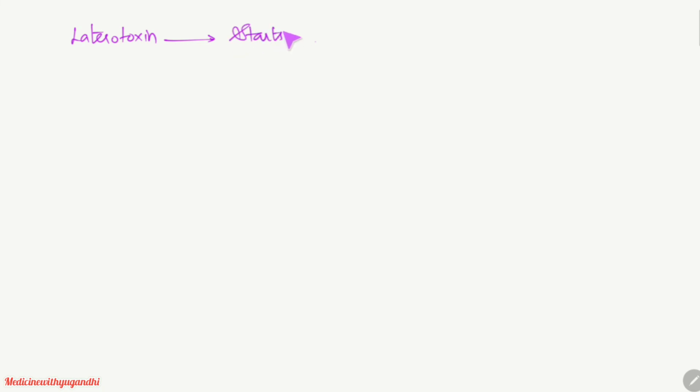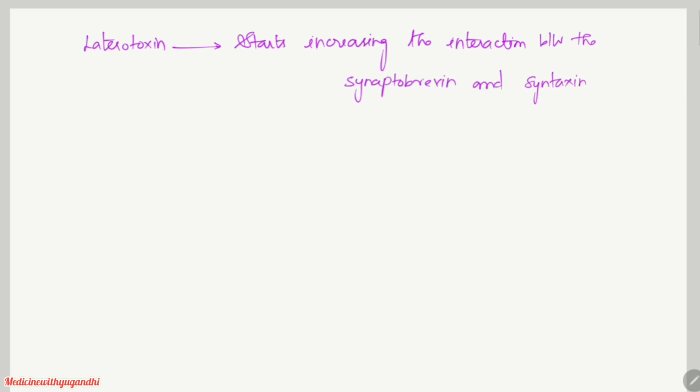Starts increasing the interaction between the synaptobrevin and the syntaxin. What happens then? It leads to increased release of acetylcholine from the vesicles. So this leads to cholinergic crisis.